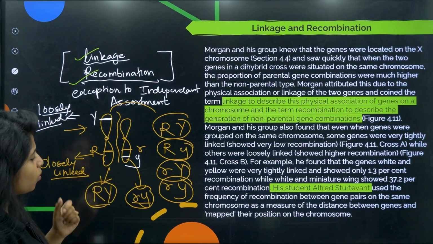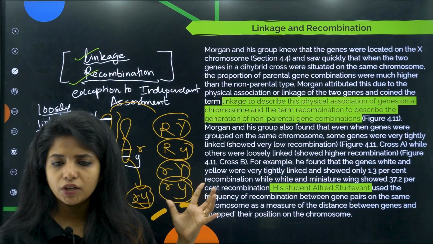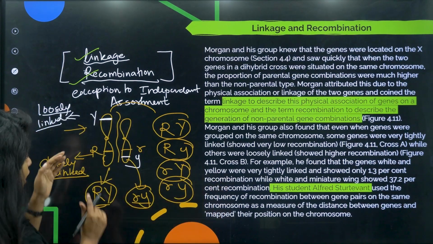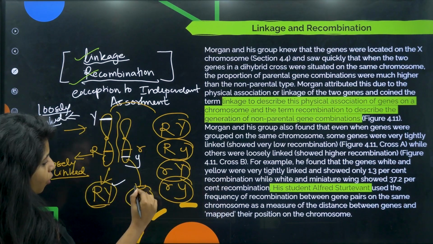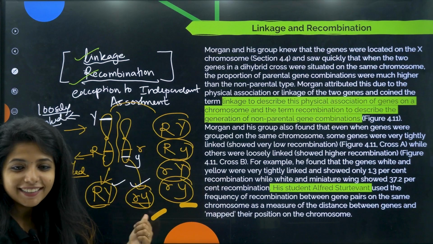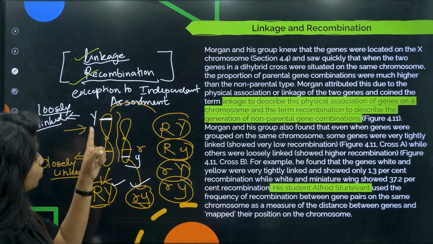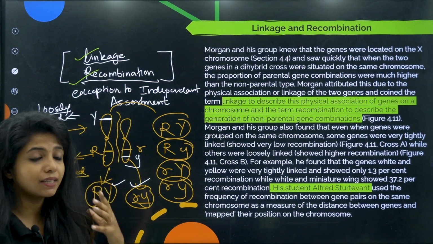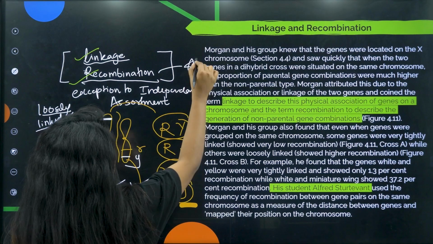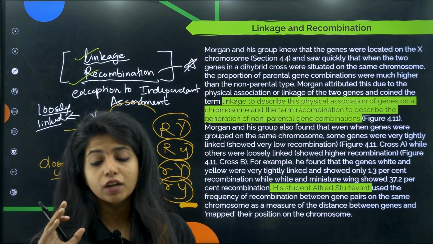Now, what is the use of loose linkage? If they are tightly linked, then obviously the gametes will always be like this. But if they are loosely linked, here comes the role of the next thing, known as recombination, which is responsible for a lot of variations in us.